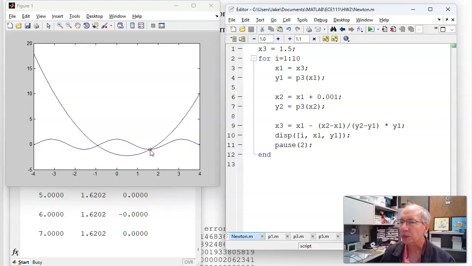Again, this is actually a really hard problem to solve using algebra. Not a problem in Matlab. If I can get the functions into Matlab and give it a good initial guess, it can converge and find the solution.